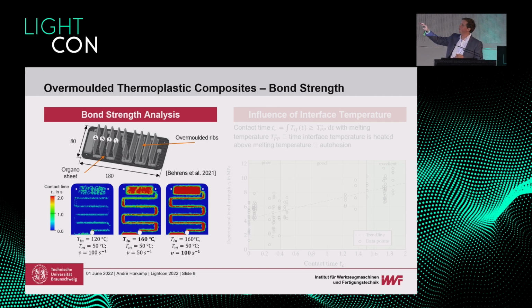And what we can see here is, first of all, that the distribution is not constant along the flow path, so it's varying along the flow path, which means that in the end we will get different properties at different locations of the structure. And as you can see, and it's quite obvious, the contact time is very dependent on the temperature and on the initial temperature of the organosheet, for example. So if we go in with 120 degrees, we have actually no contact time, very low contact times. And if we increase the temperature, then we have quite high contact times.